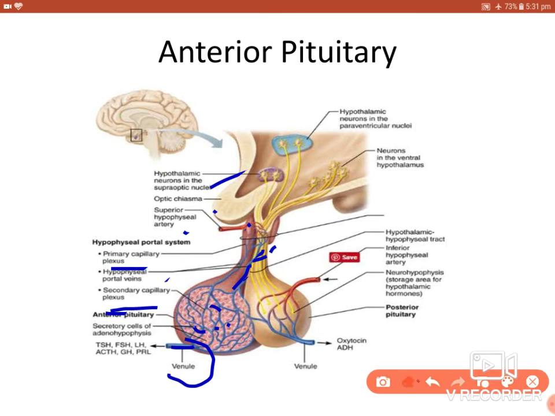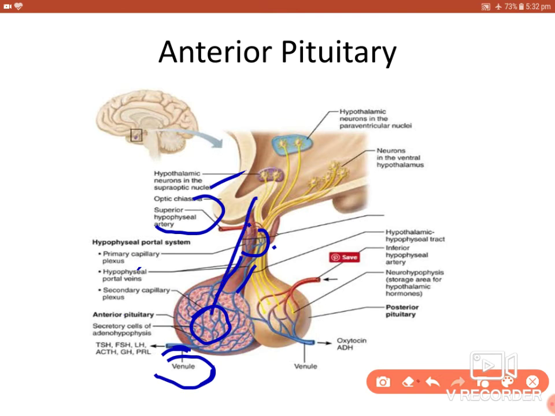So this is the hypothalamo-hypophyseal portal system: from the superior hypophyseal artery to the primary capillary plexus, long portal vessels, secondary capillary plexus, then to the vein, which drains into the cavernous sinus. This forms the hypothalamo-hypophyseal portal system. Then see the posterior pituitary here.